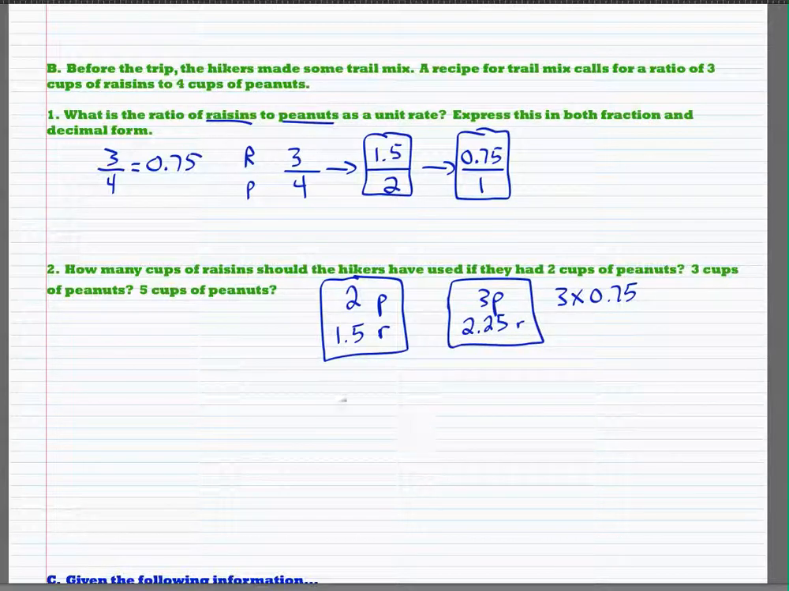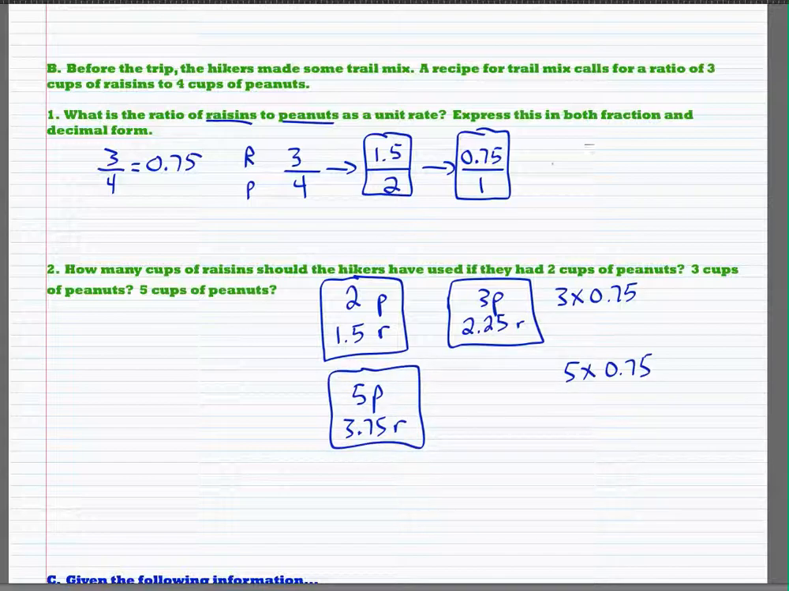And let's just say I had 5 cups of peanuts. So again, 5 cups of peanuts. How many cups of raisins would I need? So again, for every 1 cup of peanuts, I need 3/4 of a cup of raisins. So I'm just going to go ahead and say 5 times 0.75 to get my answer for raisins, and that's going to be 3.75. So I need 3.75 cups of raisins if I have 5 cups of peanuts. So there's our 3 answers for that question.